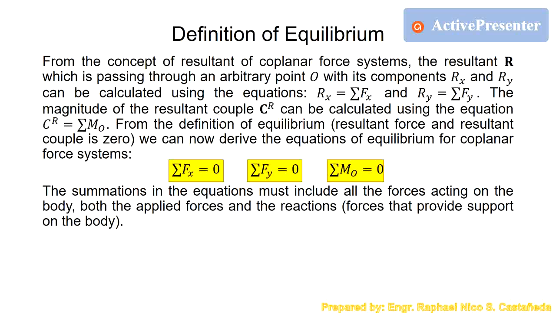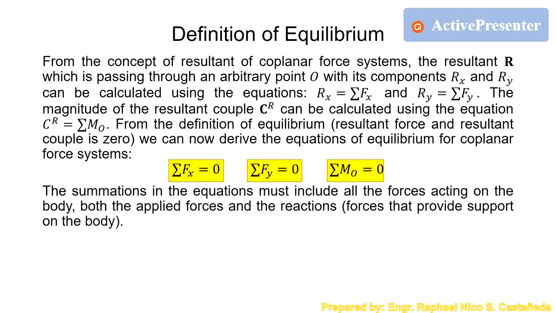From the definition of equilibrium, the resultants Rx, Ry, and the resultant couple Cr will become 0, because that is the definition of equilibrium. We can now derive the equations of equilibrium for a coplanar force system. This is the general formula for equilibrium analysis in the coplanar force system. The summation in the equations must include all forces. This is the new one that I will discuss about equilibrium.